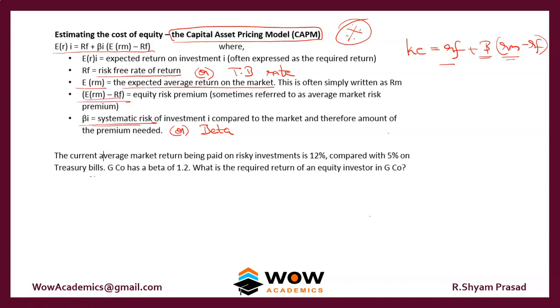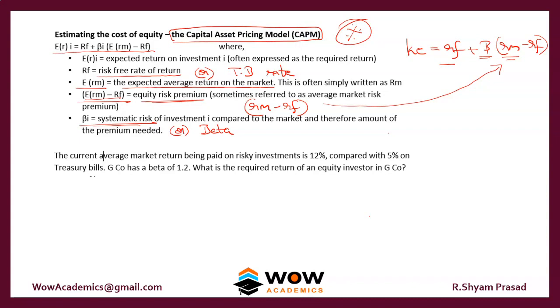And this is very important. In some questions, they will tell you the risk premium, the equity risk premium. If they give you the equity risk premium, that means it is RM minus RF. They have done this part. They have subtracted RM minus RF and given you the answer for it. Your job is just to substitute this number here. You don't need to deduct it again. If they give you the equity risk premium, RM minus RF has already been done.